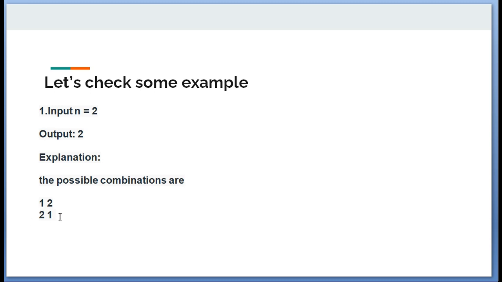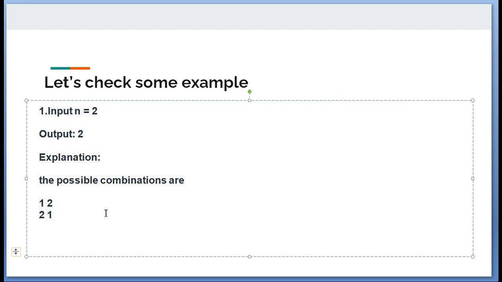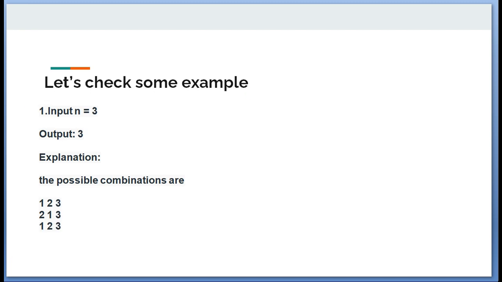If you notice these combinations, 1 2 is where the ith element is at the ith position, and in 2 1, at the first position 2 can stay because 1 plus 1 is 2, and at the second position 2 minus 1 is 1, so 1 can stay. So this is fine. These two are the only valid combinations.